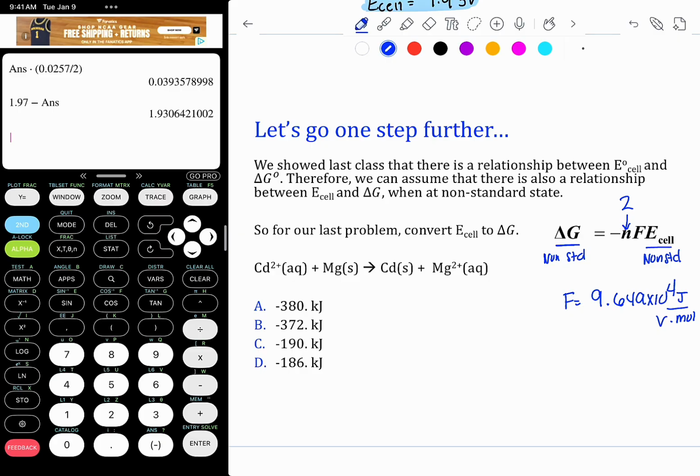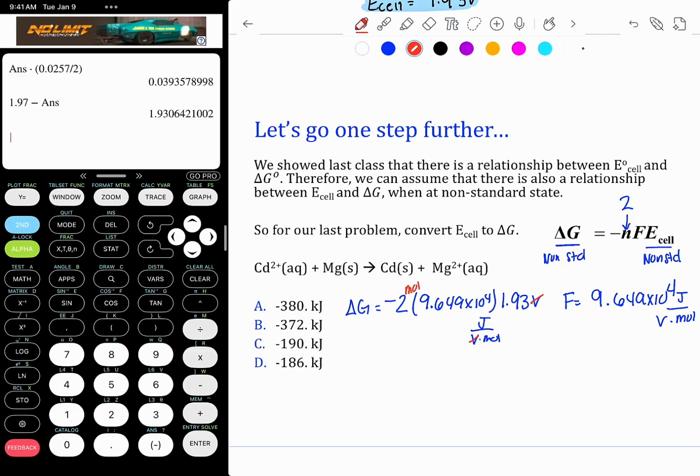So let's solve for delta G. Delta G for our non-standard condition is equal to -2 times our Faraday constant, 9.649 times 10 to the 4, times our E cell at our non-standard condition, which from our last problem was 1.93 volts. Our Faraday constant is joules per volt mole, so our volts cancel. This 2 is technically a mole of electrons, so our moles end up canceling as well, and that's how we're left with joules.